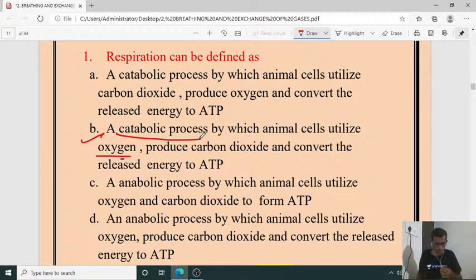This phenomenon is going to produce carbon dioxide and convert the released energy to ATP. Production of ATP refers to production of an energy supplementary molecule. So that is done by respiration. What is the main agenda of respiration? Catabolism, utilization of oxygen, release of carbon dioxide, release of energy. That energy is stored in the form of the energy currency molecule, that is ATP. So the right answer is B for the first question.